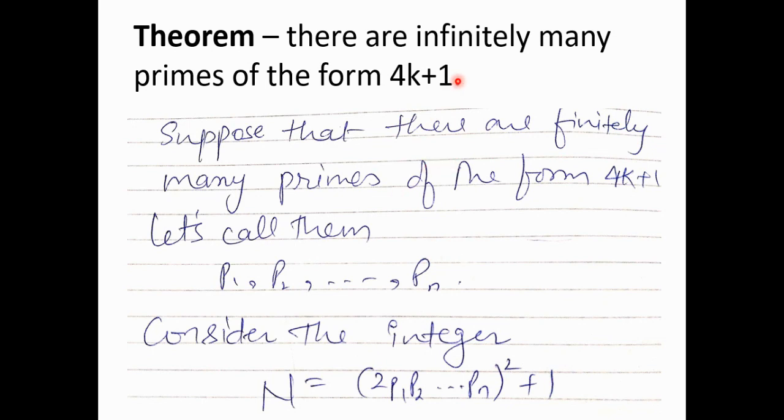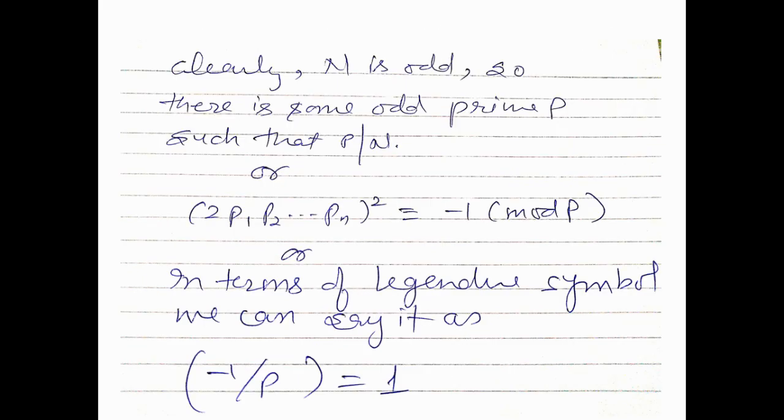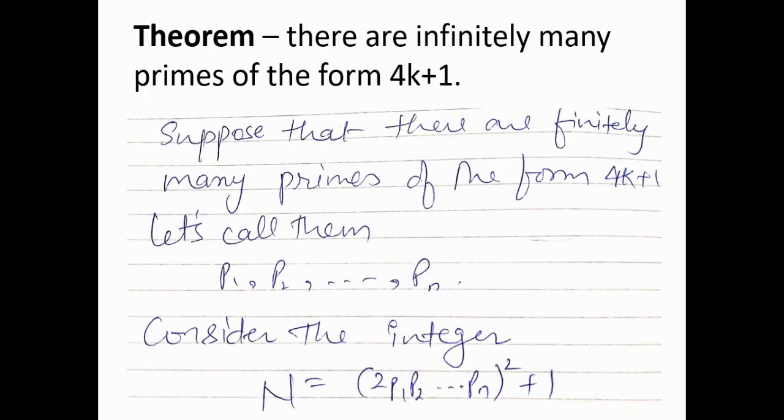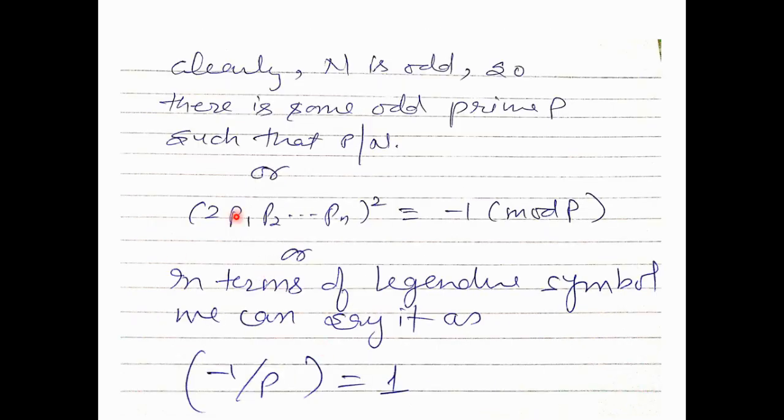So first of all, we are going to prove it by contradiction. So suppose that there are finitely many primes of this form. Suppose that there are finitely many primes of the form 4k plus 1, and let us call them p1, p2, up to pn. Now consider this integer N equal to (2 p1 p2 pn) whole square plus 1. Now clearly N is odd, because this is the square of this number plus 1, so this is odd.